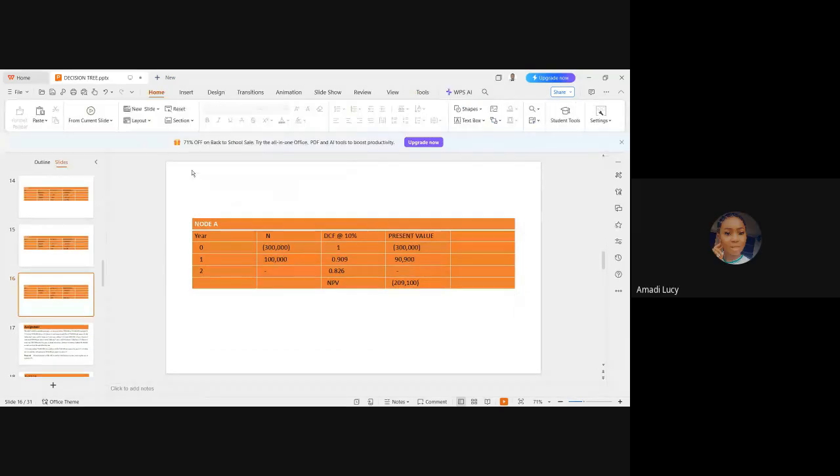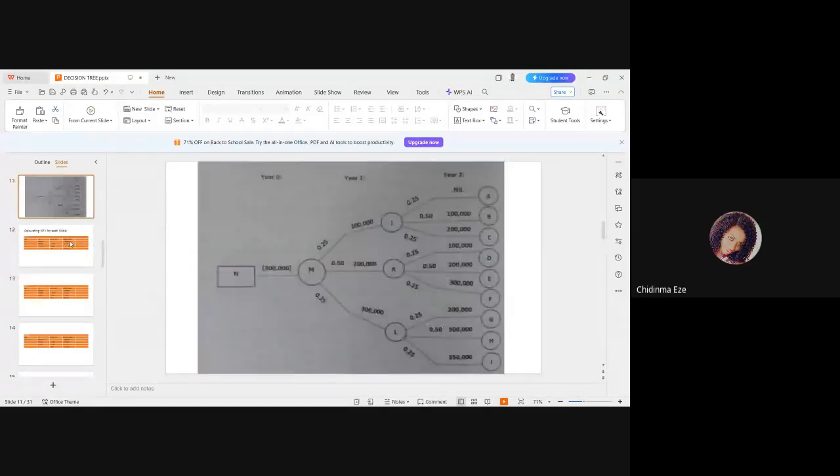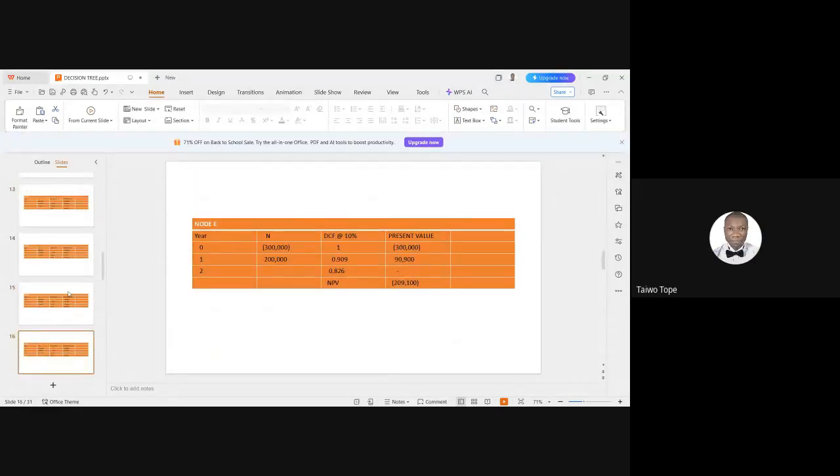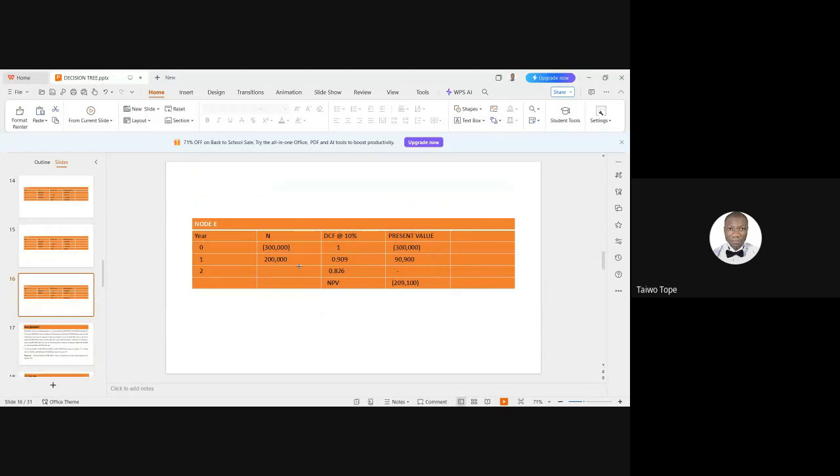As you want, but it's very tactical. Very critical. So not E now. Not E. Year 0, an outflow of 300. Year 1, 200. Year 2 will be what? 200. Yes, 200.